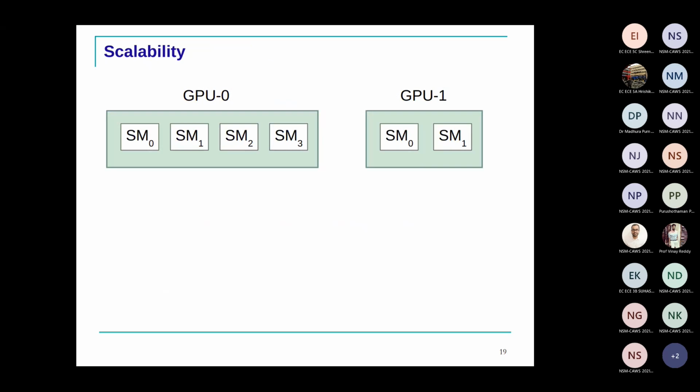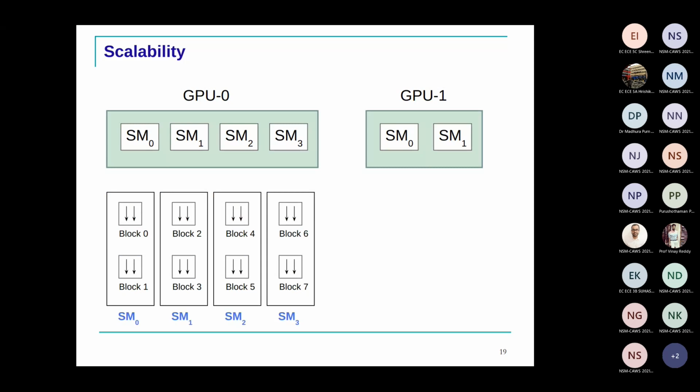Let's say that you have two GPUs. The first GPU has 4 SMs and the second GPU has 2 SMs. With this kind of thread block mechanism, you should still be able to execute the thread blocks efficiently on the SMs. Let's try to understand it. Let's say you wrote a program that has 8 thread blocks and there are 2 threads within each thread block.